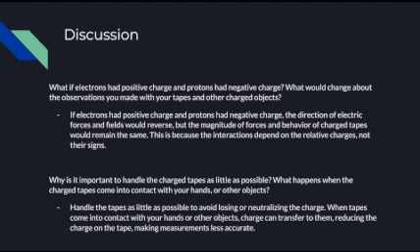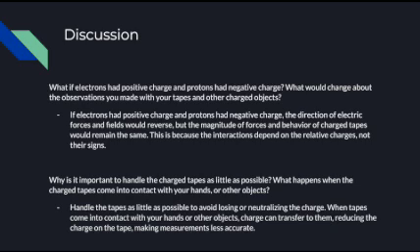Now, what if electrons had positive charge and protons had negative charge? What would change about the observations you made with your tape and other charged objects? If electrons had positive charge and protons had negative charge, the direction of electric forces and fields would reverse, but the magnitude of the forces and behavior of charged tapes would remain the same. This is because interactions depend on the relative charges and not their signs.